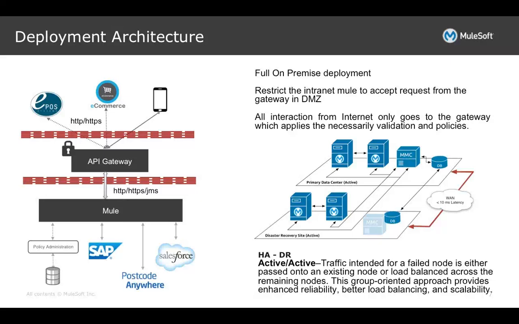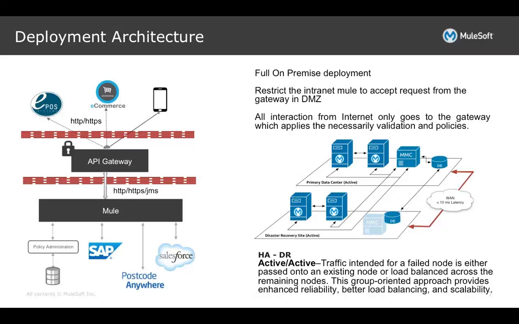Now, underneath it, we will have a Mule runtime inside the organization infrastructure. The Mule runtime will actually host all the process API and the system APIs. The Mule runtime services will internally connect to the backend system, such as SAP or Salesforce or Postcode Anywhere.